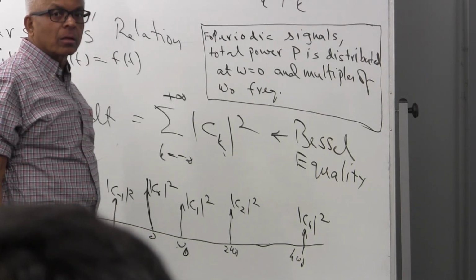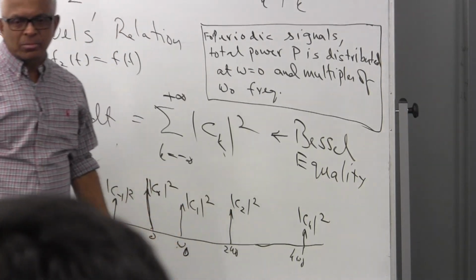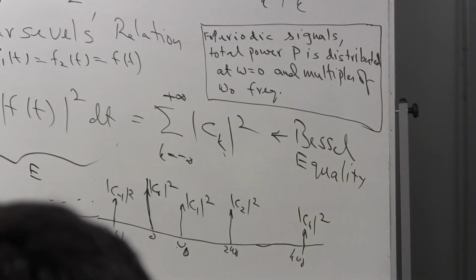Is that also called the spectral density? You can call it that if you want, you can use the word spectrum, right? But generally it is the power distribution. What is the energy of a periodic signal?